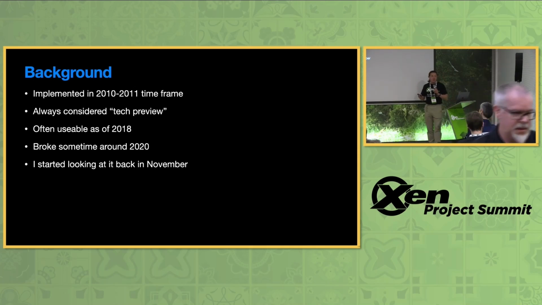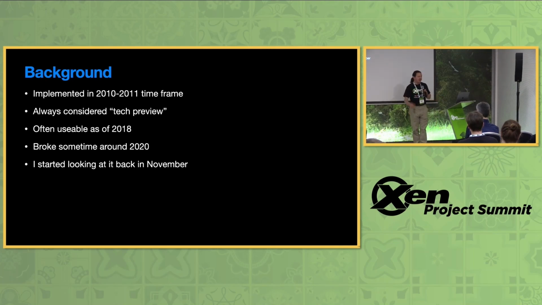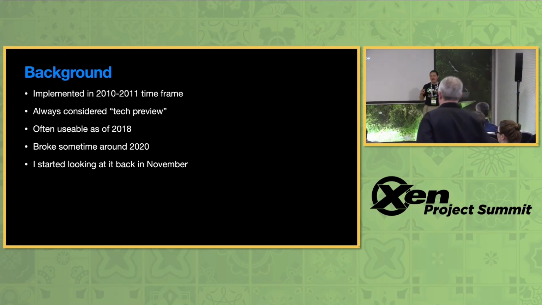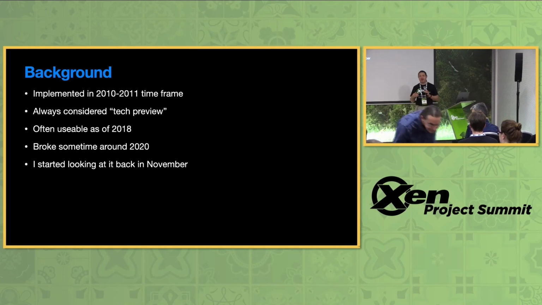That said, it was often quite usable, at least through kind of 2018 when I was using it to test the Zen CentOS packages. But it broke sometime around 2020, and in November of last year, I started to look at it to try to figure out what state it was in, and if we could get it to the point where we could actually security support it and let other people actually make it the kind of thing that we could sell to customers.